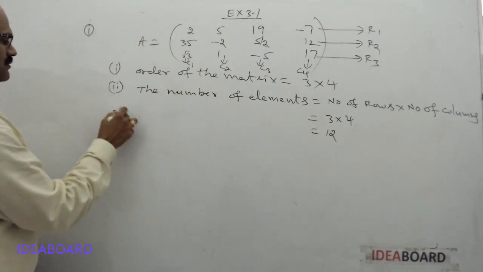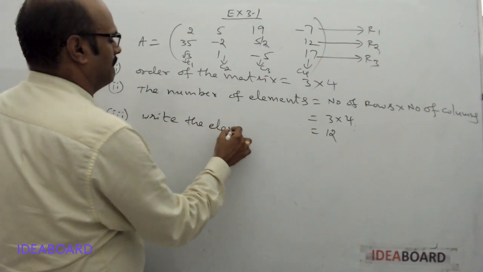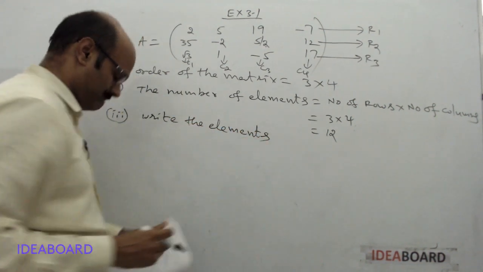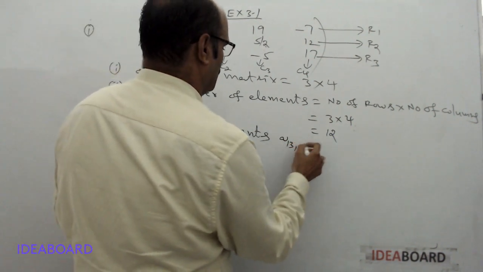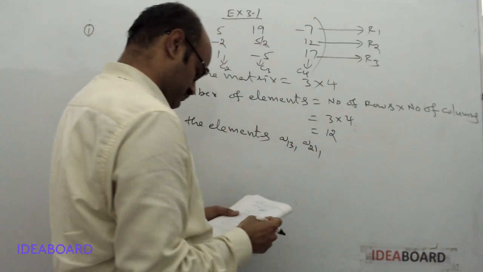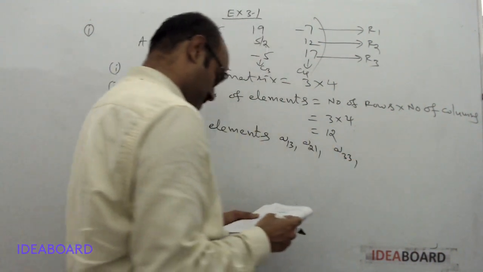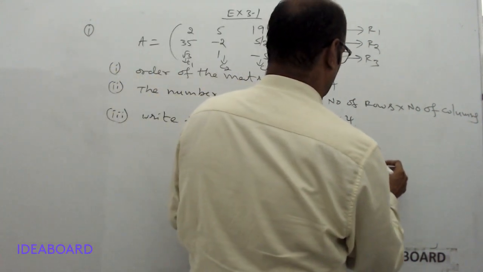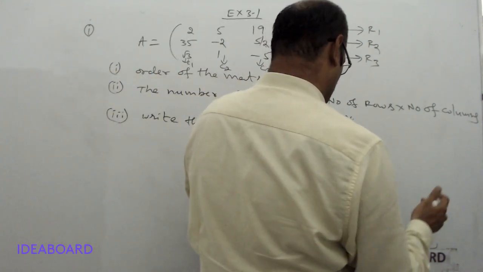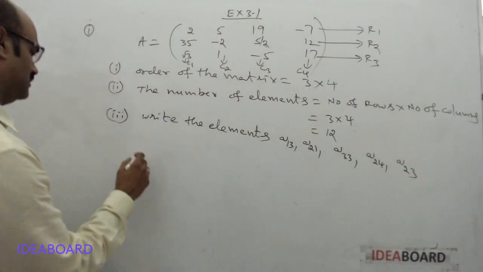Third one, write the elements A13, A21, A33, A24, A23. First, A13.